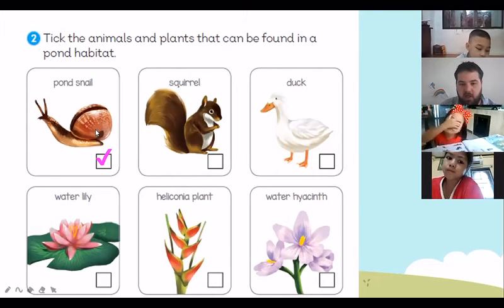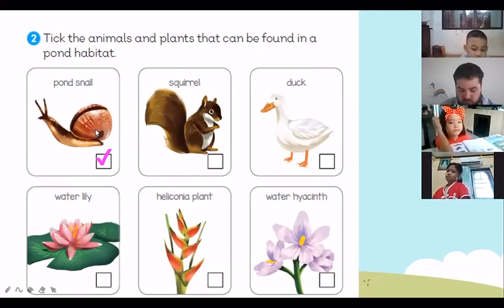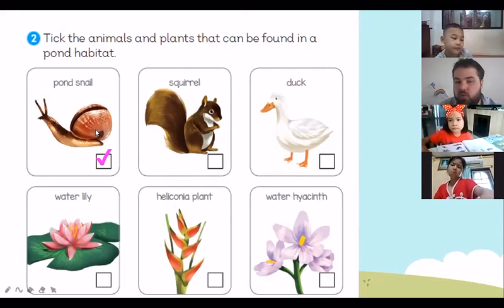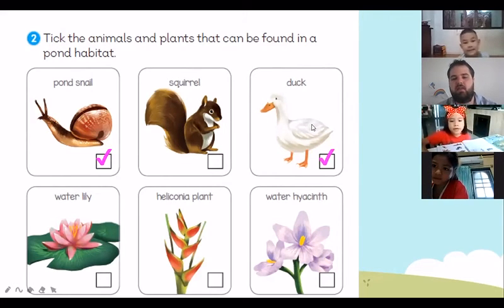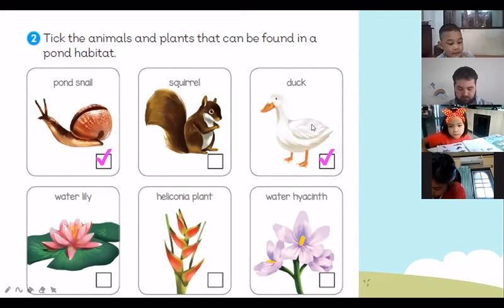What about our squirrel? Does the squirrel live in the pond? Yes or no? No, so no tick. What about our duck? Does the duck live in a pond? Yes. So we tick our duck. Very good.